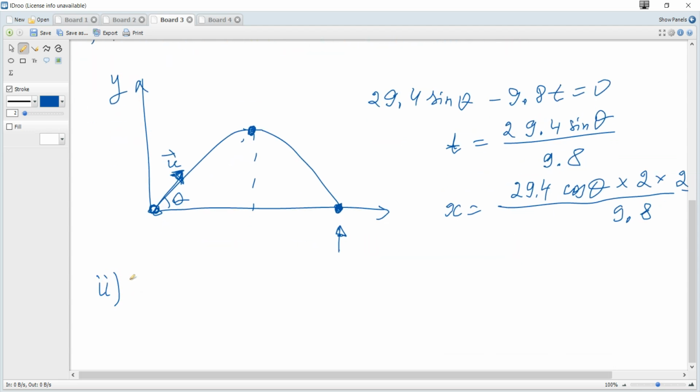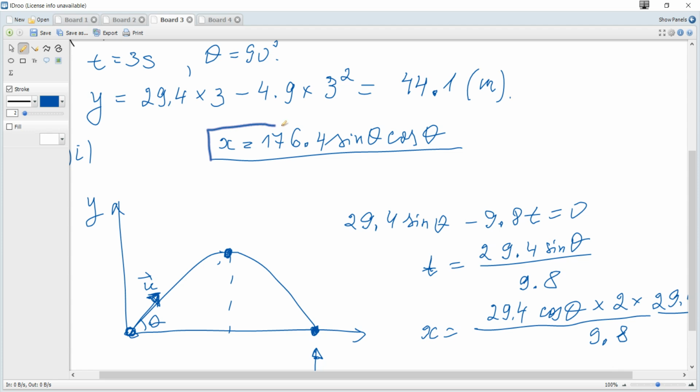The next, hence find the maximum possible value for x if there was no sitting to block the path of the T-shot. So we need to find the greatest possible value of this x.